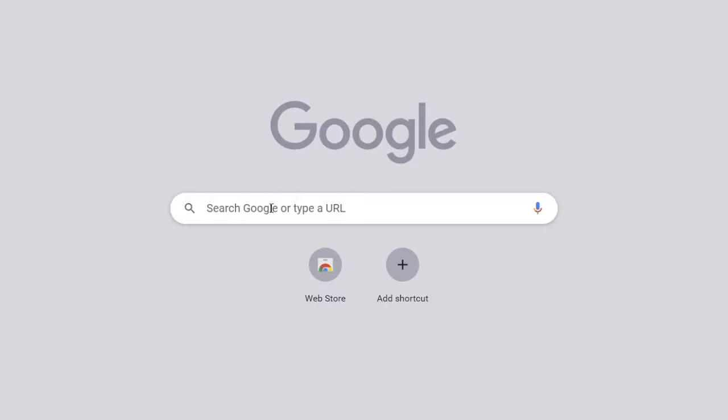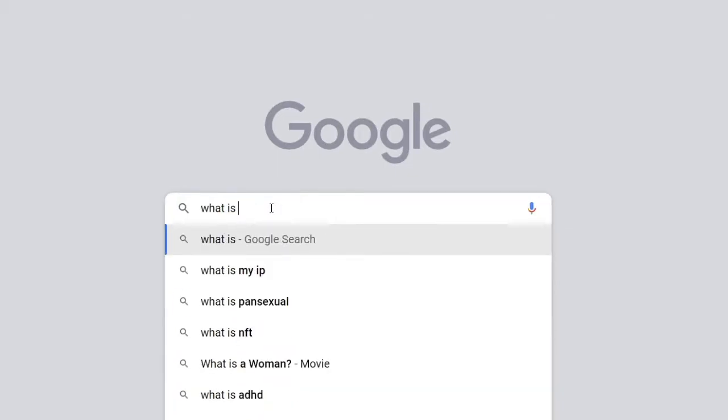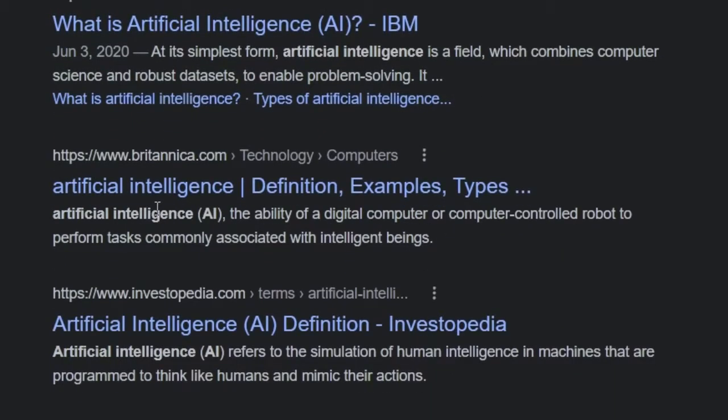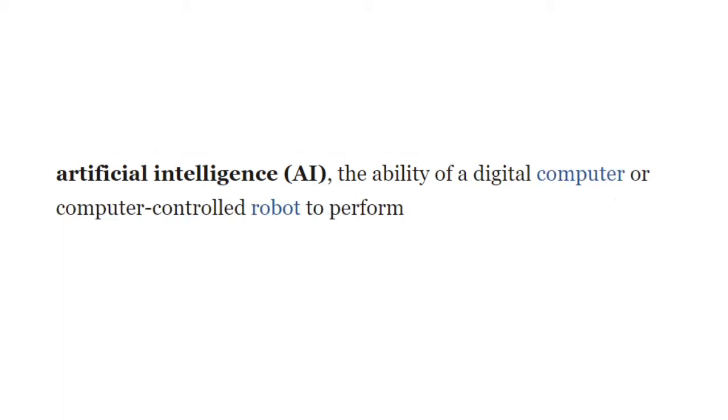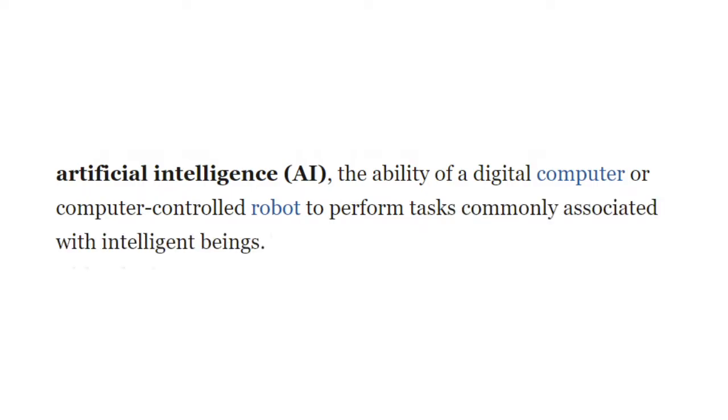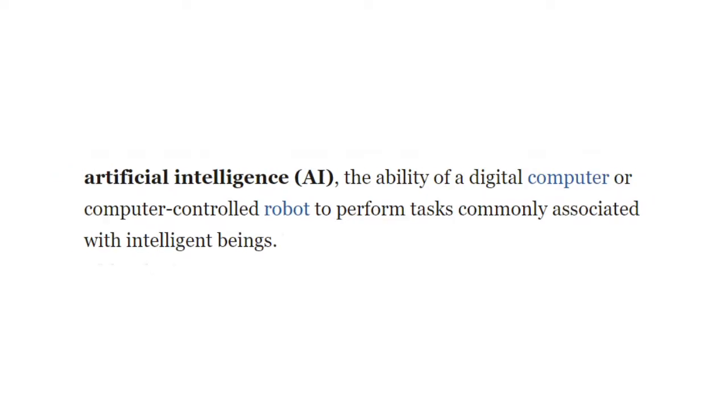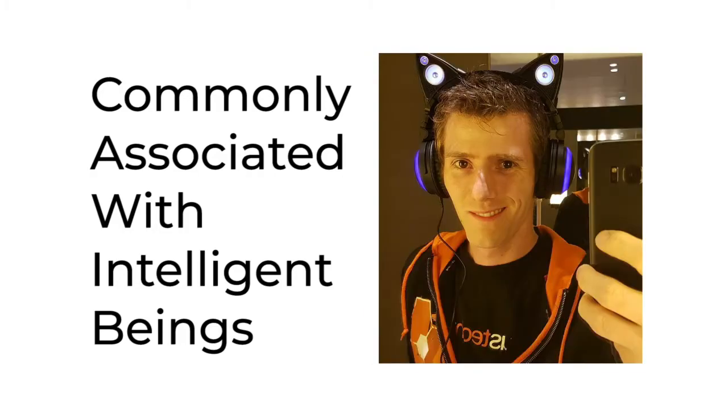So, in order for us to classify AI correctly, we need to look at the definition of AI. Well, according to Britannica, AI is the ability of a digital computer or computer-controlled robot to perform tasks commonly associated with intelligent beings. This is a very broad term. You may not initially think it's broad, but let me tell you, it is very broad, especially when you pick it apart. Commonly associated with intelligent beings.